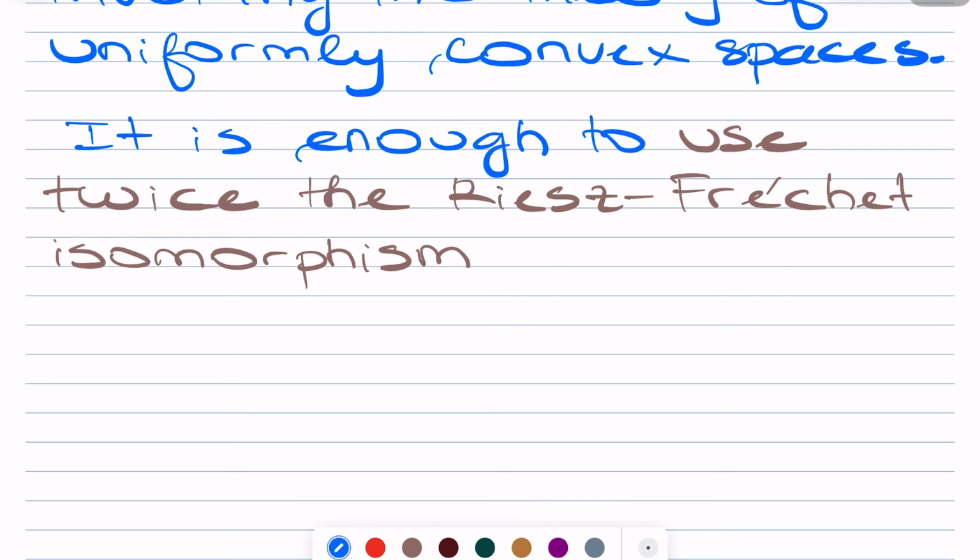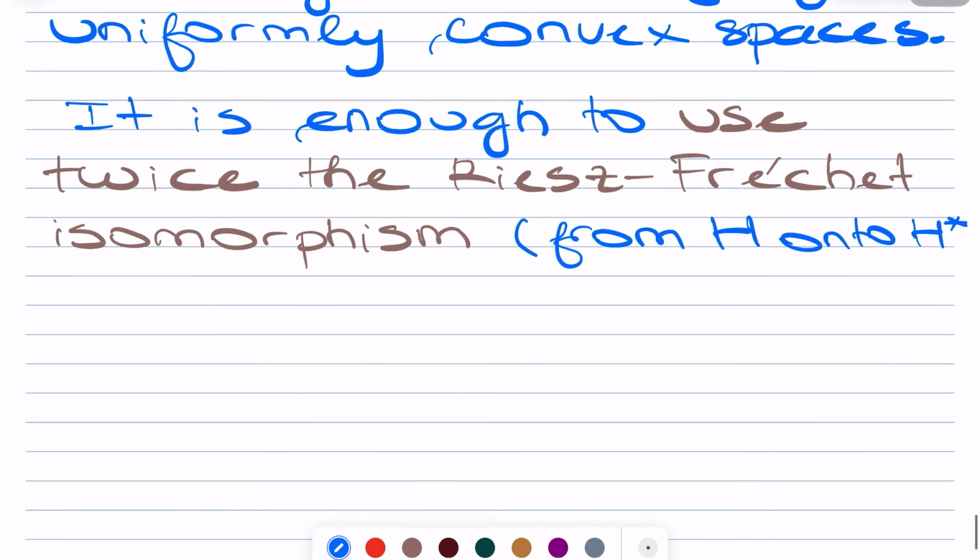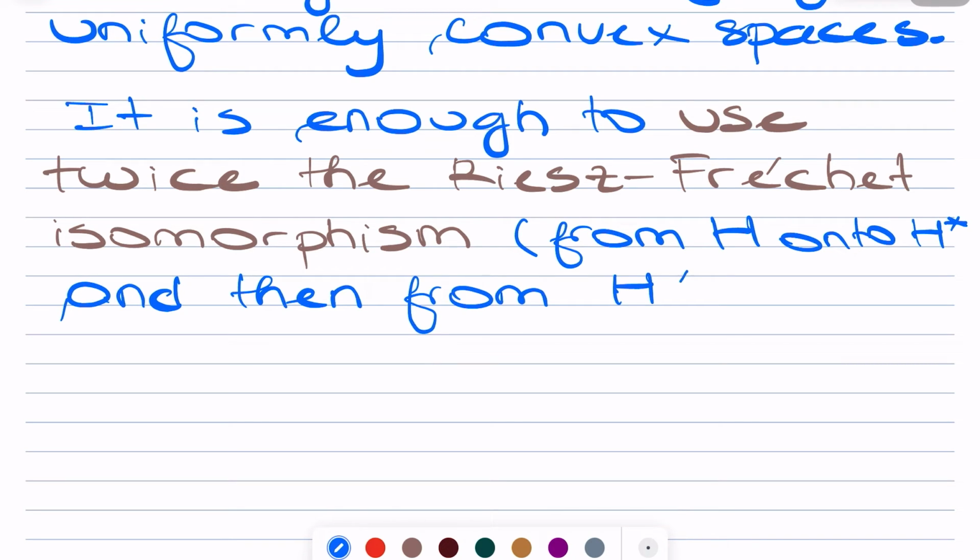So we first do it from H onto the dual space, right? Write it properly, and then from the dual space onto the bidual. So it's enough to do this. So you don't need to prove uniform convexity and invoke the Milman-Pettis theorem. It's okay. So let's have a final remark.